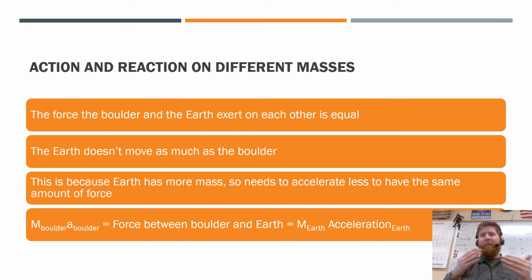Think of it as mass times acceleration of the boulder equals the force of gravity, which equals the mass times the acceleration of the earth. They're all equal. The boulder has to accelerate a lot faster because it's smaller, but because it's smaller, it can accelerate a lot faster.